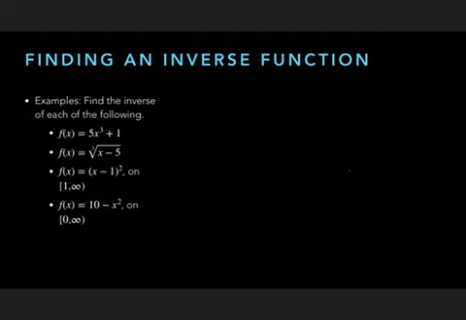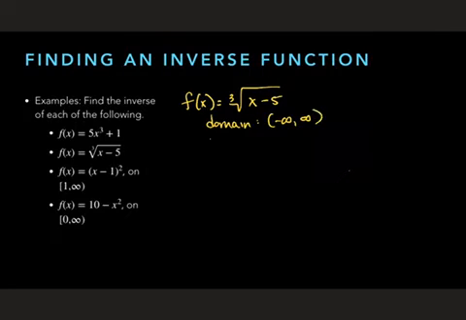Then we go back to our next one. So f of x is the cube root of x minus 5. Now, if the function inside the cube root doesn't have anything in it that's going to cause it to break, I don't have any domain issues, then the cube root also doesn't have any domain issues. So my original domain is all real numbers. My original range is also all real numbers.